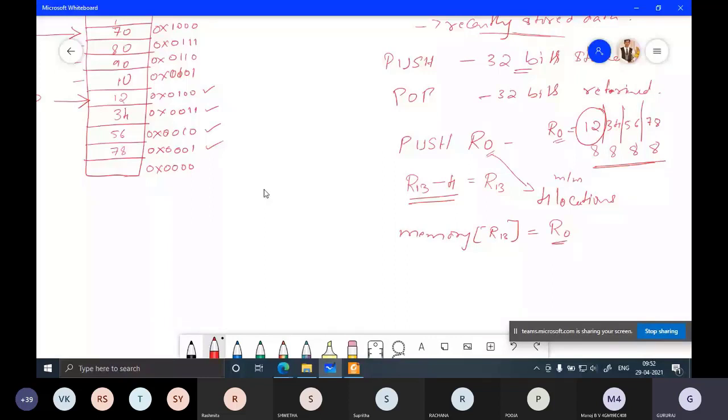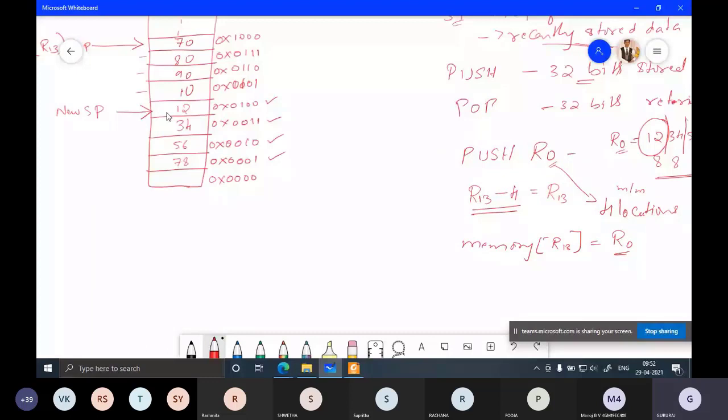Memory of R13 means wherever R13 is pointing, from that location 4 locations will be used to store the contents of R0, because R0 is of 32 bits. In order to store 32 bits, 4 locations are required, and those 4 locations will start from wherever R13 is pointing after the decrement operation. In this example, after the decrement operation, R13 is pointing to 0x0100. So from this location, 4 locations will be used to store the data of R0.